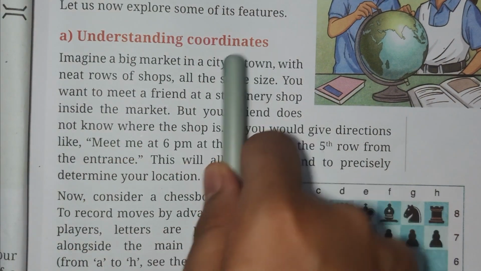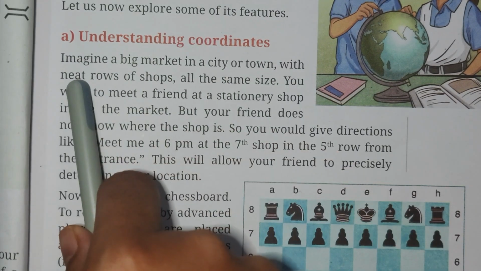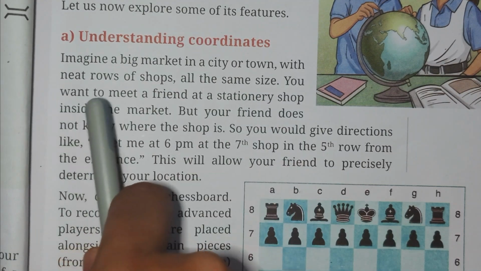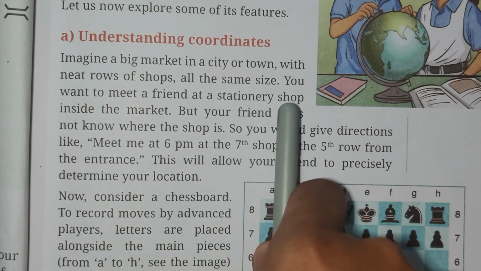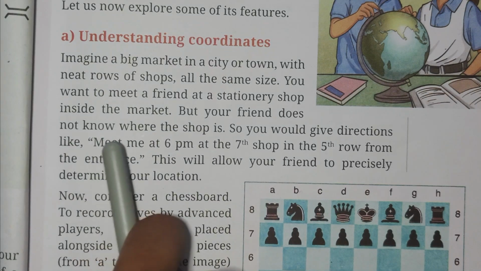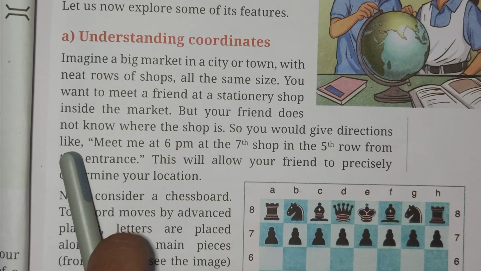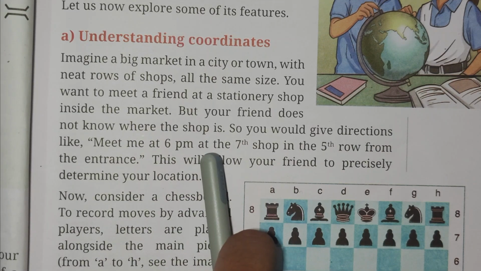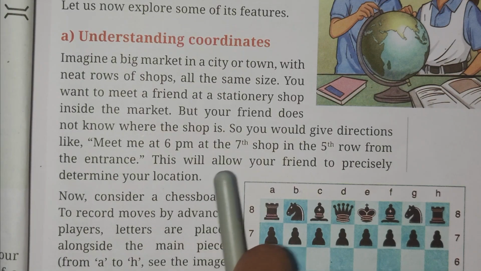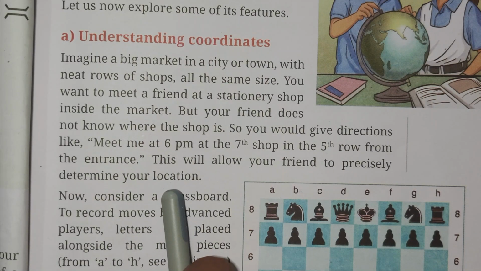Understanding coordinates. Imagine a big market in a city or town with neat rows of shops, all the same size. You want to meet a friend at a stationery shop inside the market, but your friend does not know where the shop is. So, you would give directions like, meet me at 6 p.m. at the 7th shop in the 5th row from the entrance. This will allow your friend to precisely determine your location.